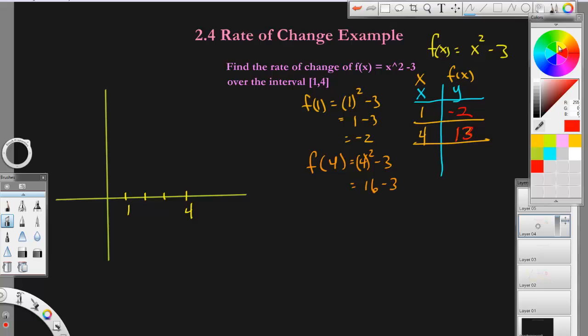So now let's plot these 2 points on here. So let's do it blue. 1, negative 2 would be right here. 1, negative 2. And 4, 13. So 1, 2, 3, 4, 5, 6, 7, 8, 9, 10, 11, 12, 13. Up about there somewhere. And we know that this has a y-axis intercept of negative 3, so it's going to hit right about in here. So this parabola is going to go like that, something like that right there on each side. But I'm just concerned about it over here from the interval 1 to 4. This coordinate here is 4, 13.